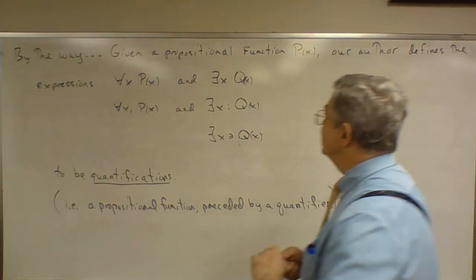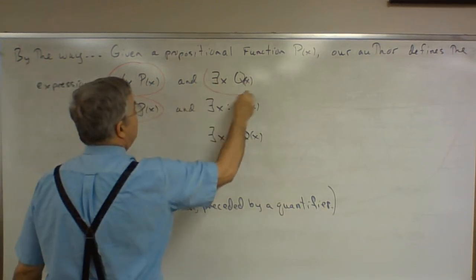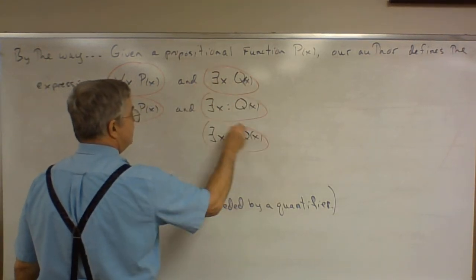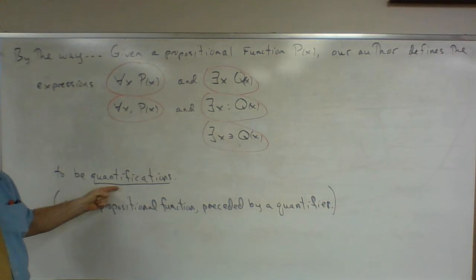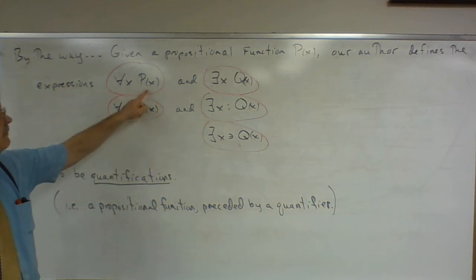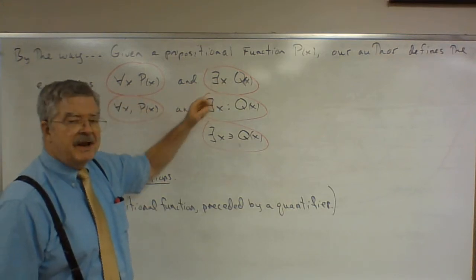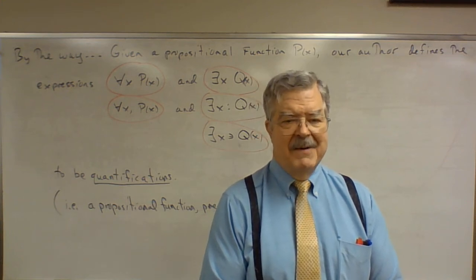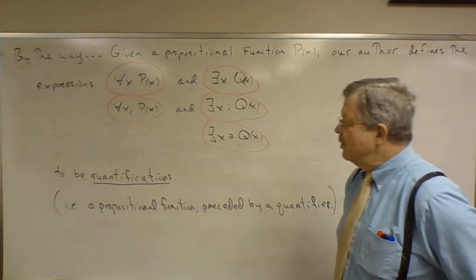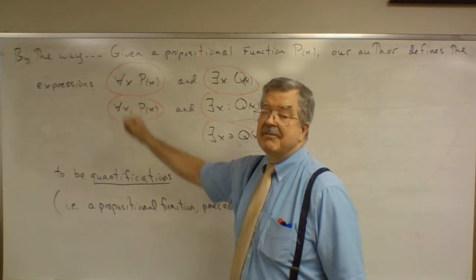These 5 expressions, this one, this one, this one, this one, this one, our author defines expressions like these to be quantifications. So a quantification is a propositional function, P of x, preceded by a quantifier, either for each x or there exists an x, and maybe some other quantifiers that we have not yet talked about. But what our author calls a quantification is a propositional function preceded by a quantifier.